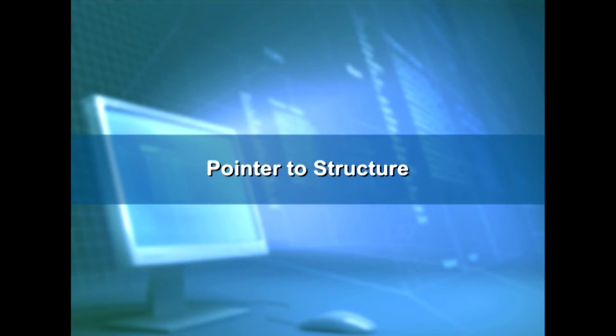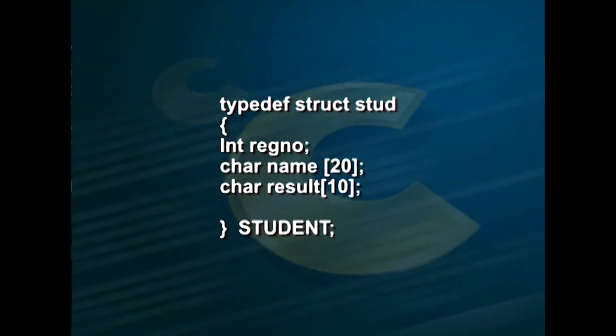Pointer to structure. A pointer is helpful to create a structure dynamically. A group of structures may also be created dynamically using a pointer. A pointer to a structure is similar to a pointer to an ordinary variable. It is created in the same way that a pointer to an ordinary variable is created. For example, typedef struct stud { int registernumber; char name[20]; char result[10]; } student; This declares a structure student.